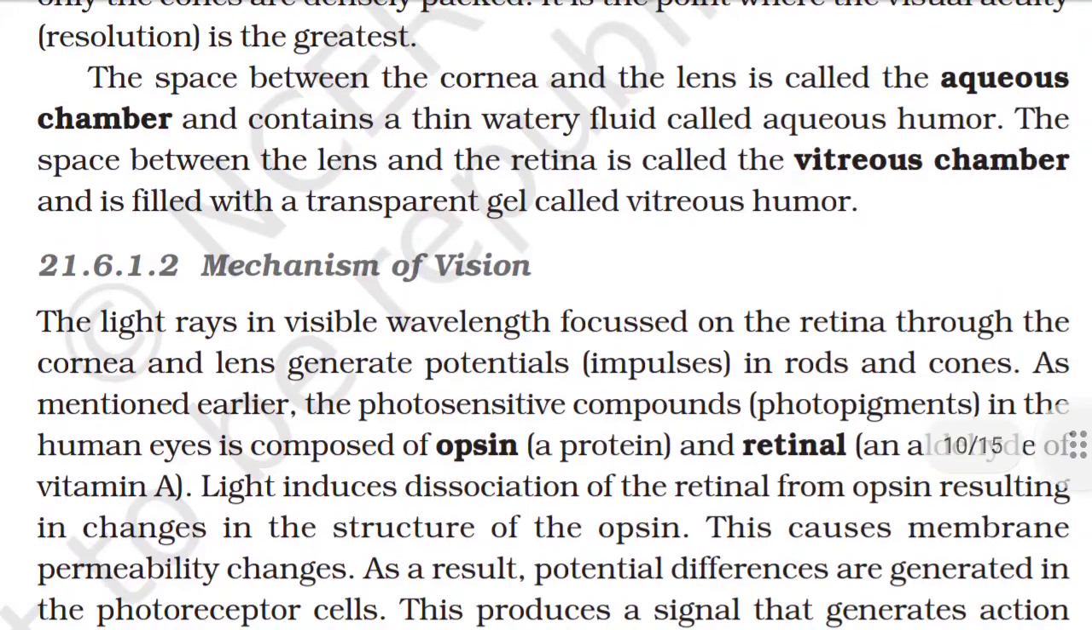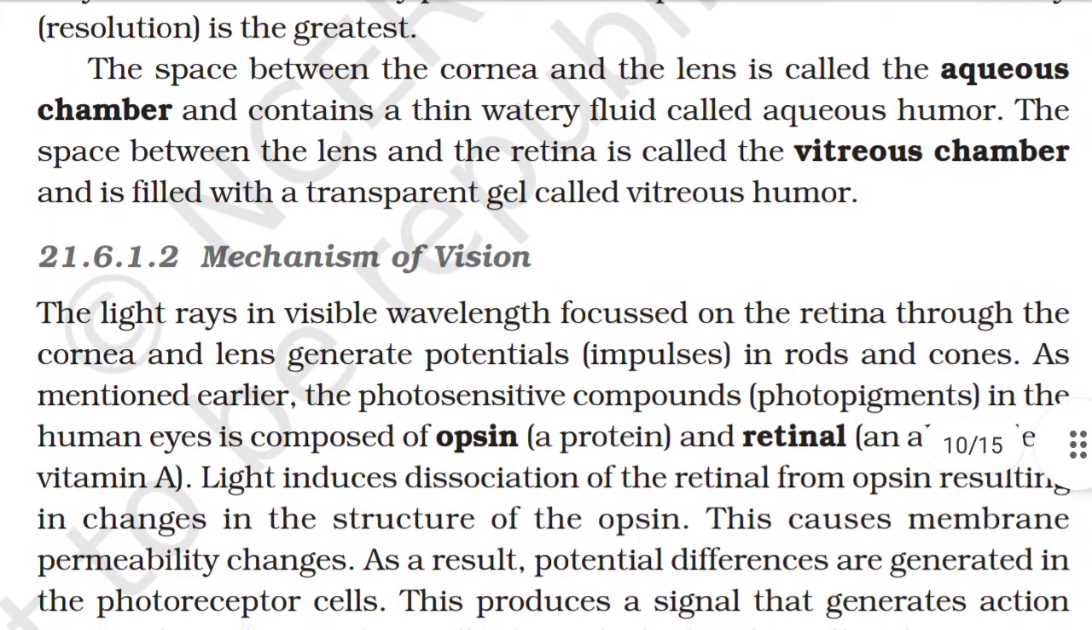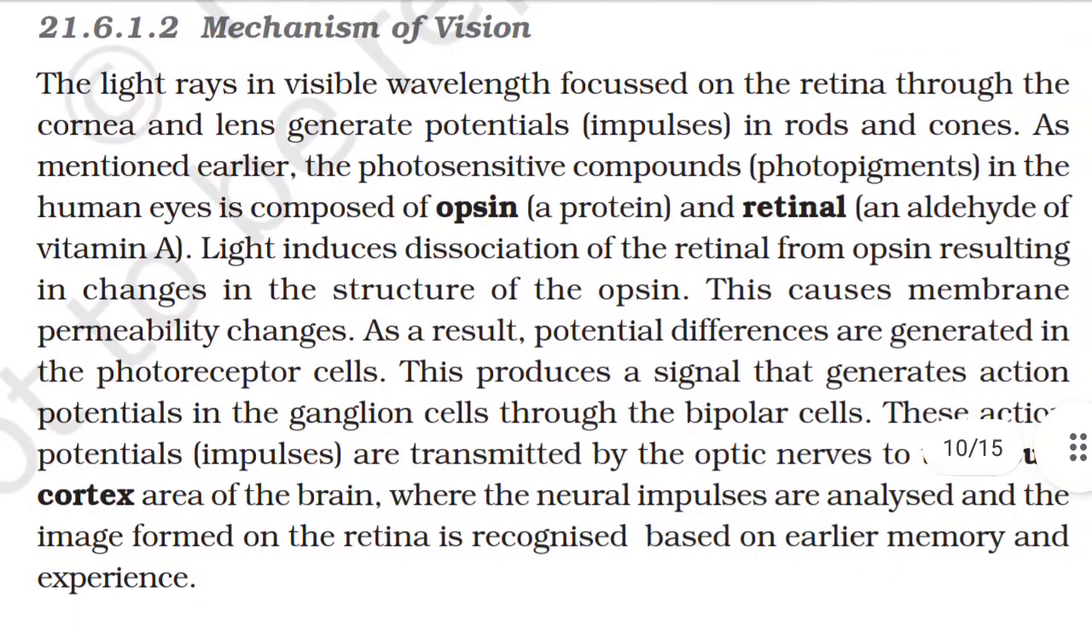The space between the cornea and the lens is called the aqueous chamber and contains a thin watery fluid called aqueous humor. The space between the lens and the retina is called the vitreous chamber and it is filled with a transparent gel called vitreous humor.